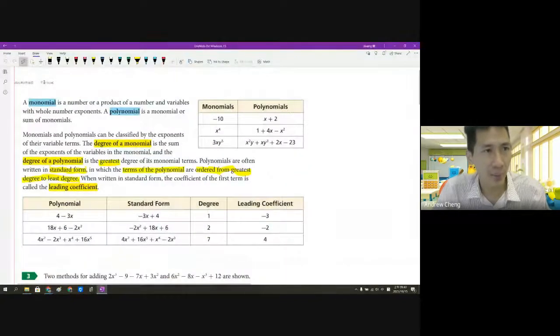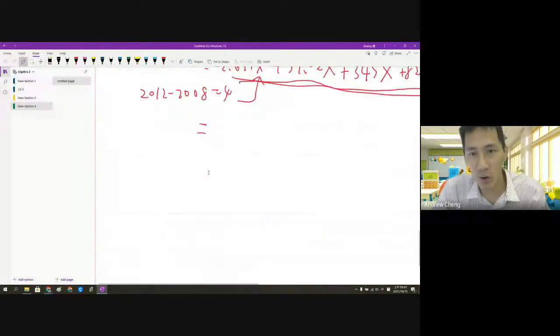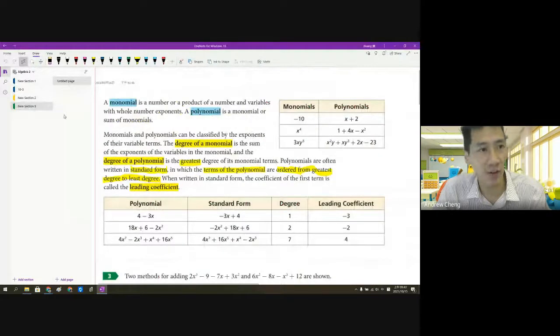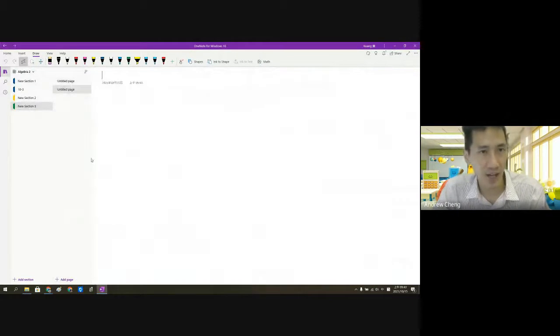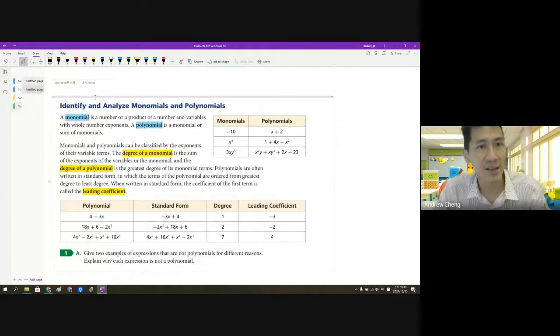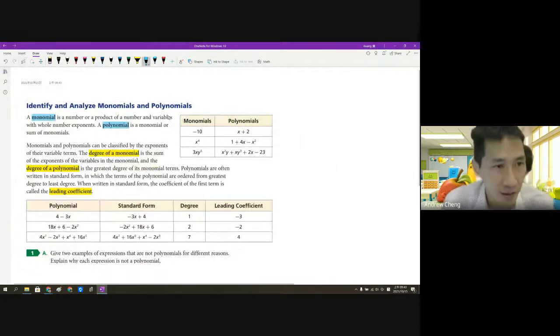What is a monomial? I already did all of this, and then I have to redo it again because I forgot to share my screen. Oh my God.